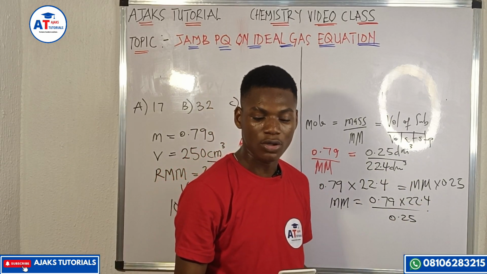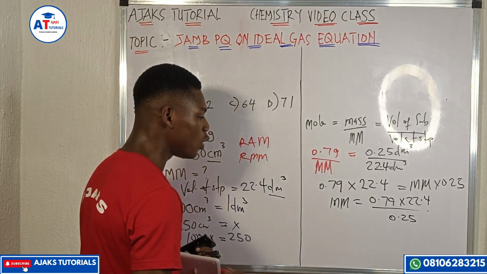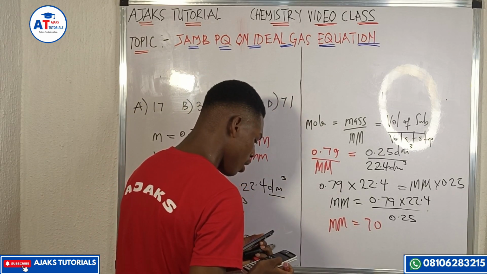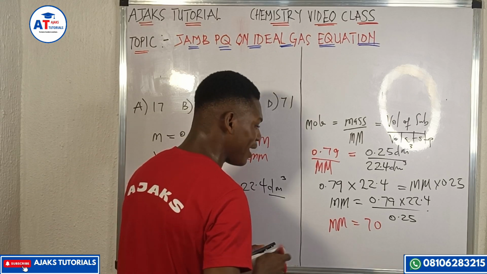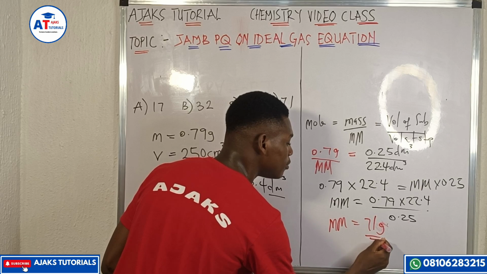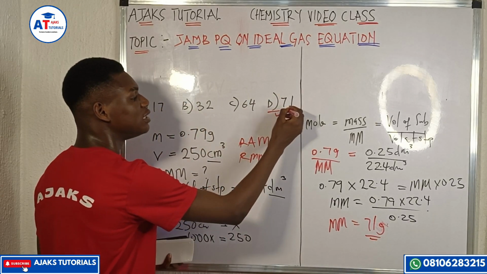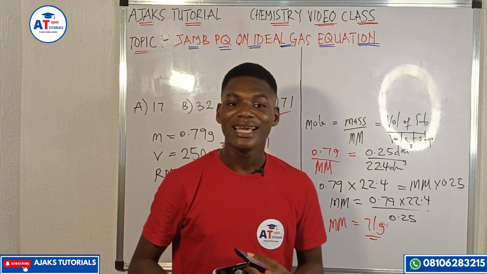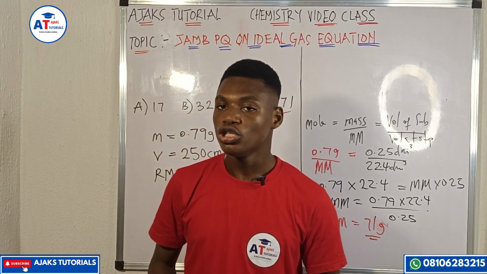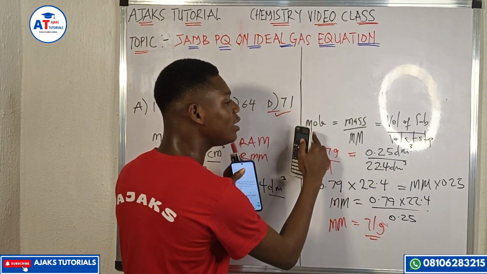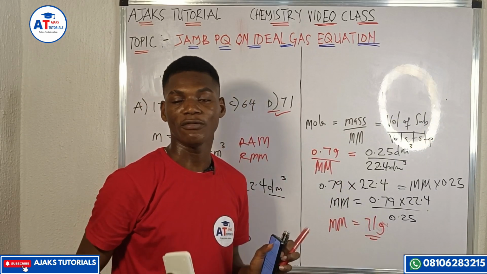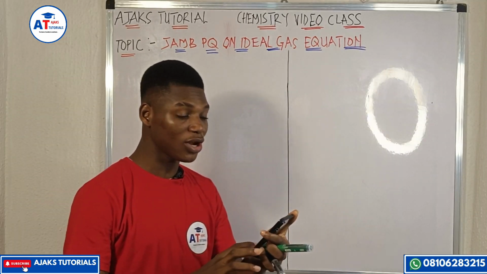What is the answer on your calculator? 70 point what? My MM is 70, approximately 71 grams. What is my answer, class? Option D. So I hope it's clear. It is very, very simple. JAMB chemistry is simple. Just know that mole is mass over molar mass, volume of a substance over volume at STP, then you solve normally. Question 2. So don't get tired.